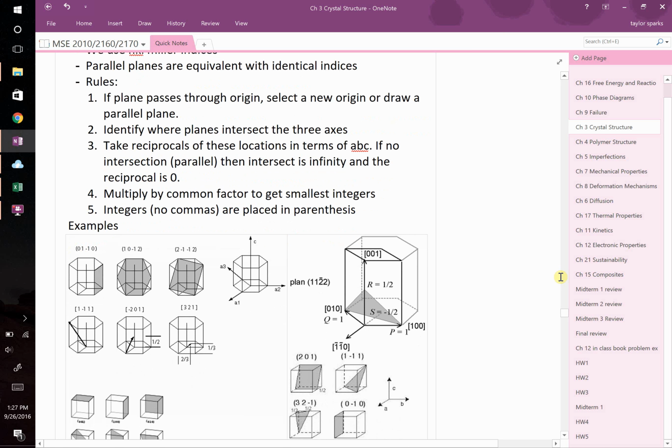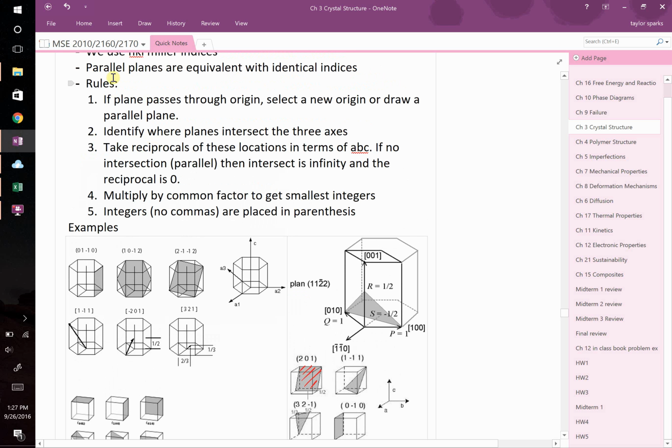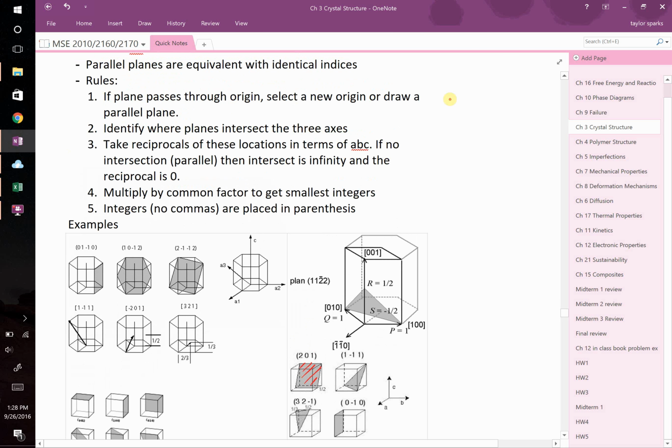Here are the rules. When it comes to labeling or drawing planes, first off, let's do labeling, right? If I give you some weird plane like this one here, how would you know that that's the 2, 0, 1 plane? What does that mean, right? So here are the rules. If the plane passes through the origin that you selected, select a new origin or draw an equivalent plane, meaning cutting through the same space. So for example, if I had chosen my origin for whatever dumb reason to be halfway along that X position, I'm going to have problems. So I need to move it, right? So let's draw it somewhere reasonable, right?